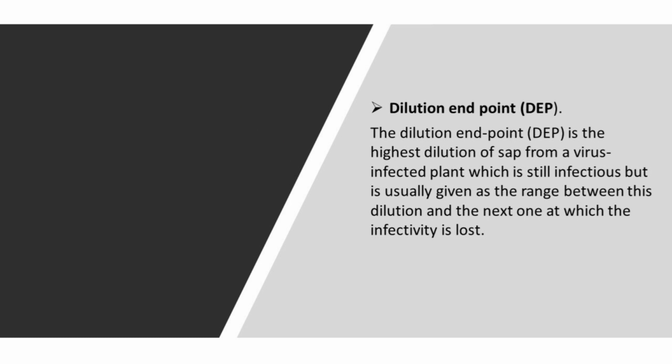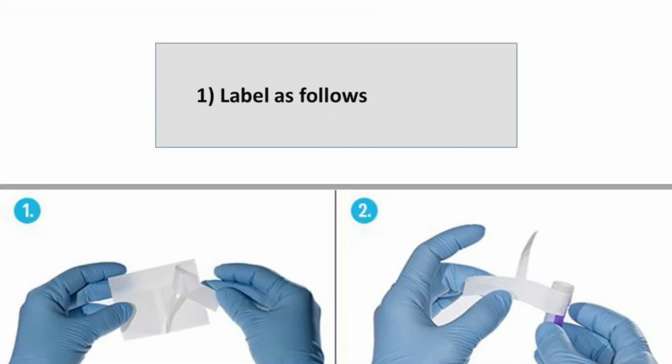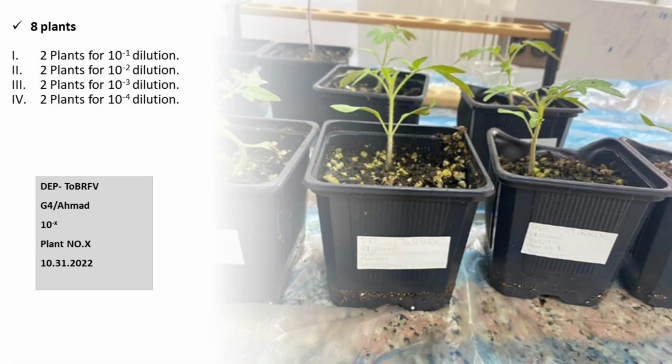Dilution endpoint, DEP. The dilution endpoint is the highest dilution of sap from a virus-infected plant which is still infectious, but is usually given as the range between this dilution and the next one at which the infectivity is lost. 1. Label as follows. 8 plants: 2 plants for 10^-1 dilution, 2 plants for 10^-2 dilution, 2 plants for 10^-3 dilution, 2 plants for 10^-4 dilution.